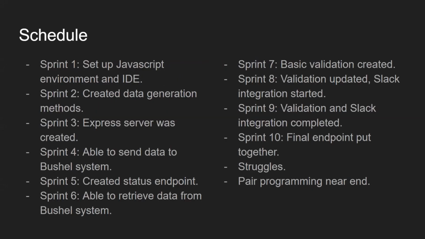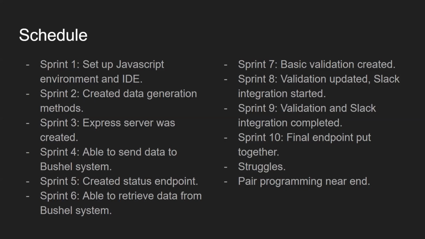So throughout our project, we used 1-week sprints that allowed us to set goals every week and make changes quickly if necessary. Our first sprint was spent just setting up our environment, IDE, and other various requirements to start our project. In our second sprint, we created our data generation methods, which allowed us to create realistic mock data to send in with the help of a couple libraries. In our third sprint, we created an Express server.